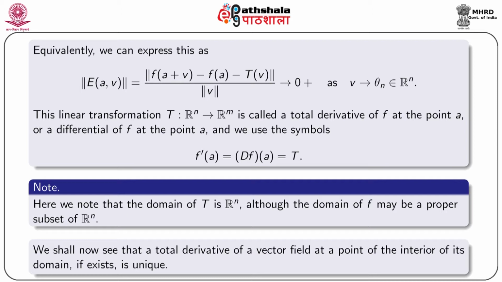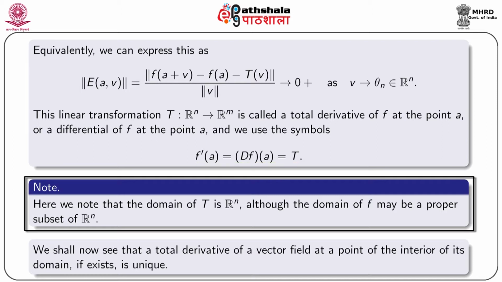This linear transformation T from Rn to Rm is called a total derivative of f at the point a or a differential of f at the point a, and we use symbols f dash a or df_a to denote T. We note that the domain of T is Rn, although the domain of f may be a proper subset of Rn.